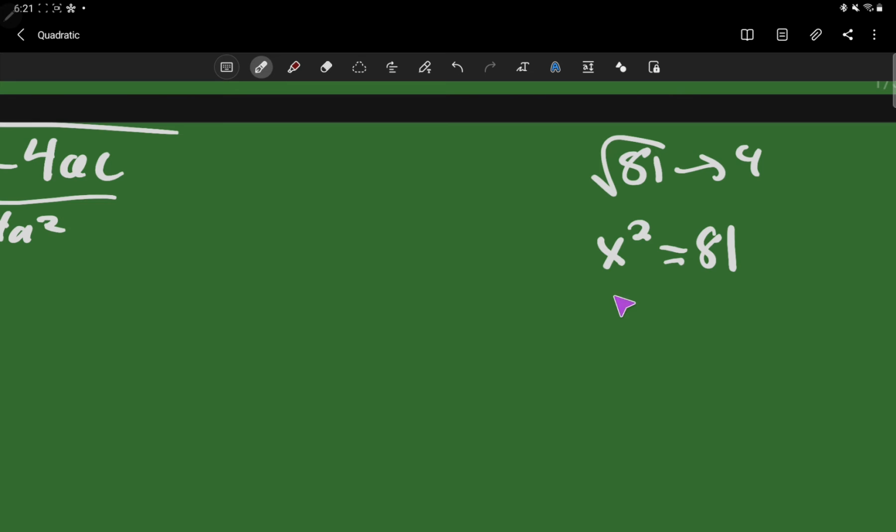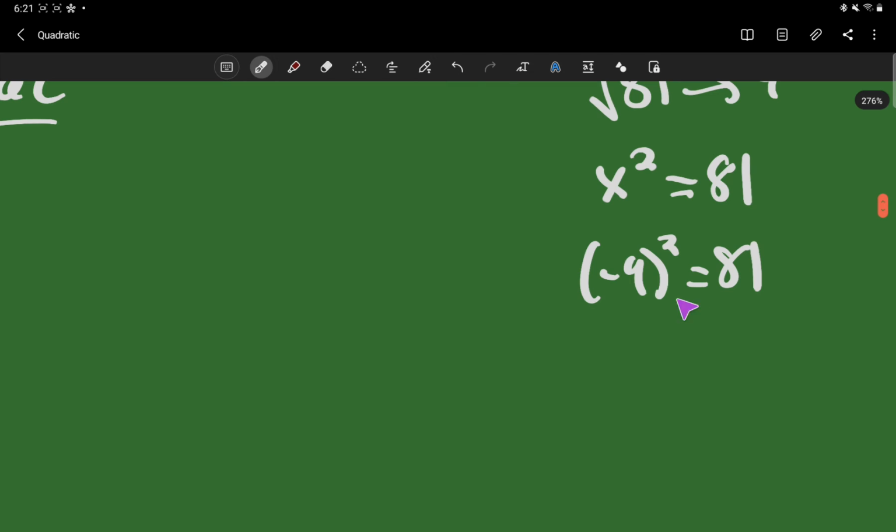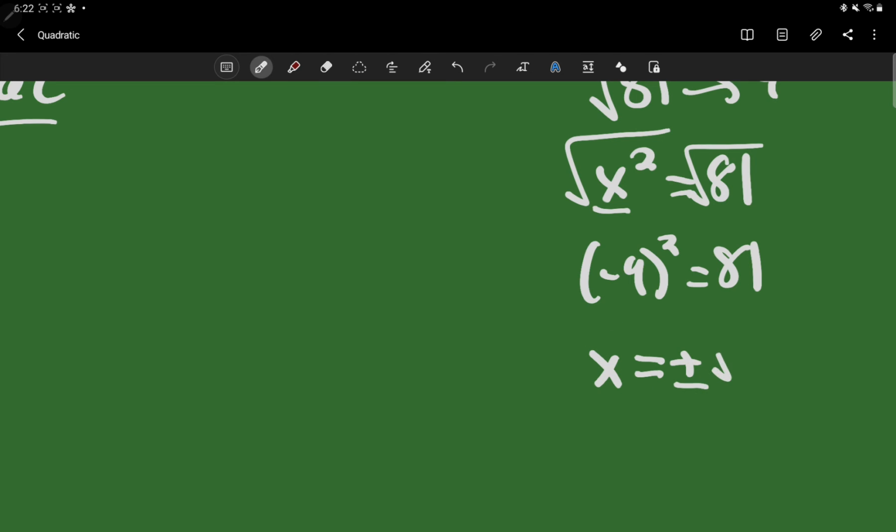Well, you might just say it's 9 again, but if you put negative 9 into this, that would also work, right? Because negative 9 times negative 9 is 81. So whenever we take the square root of something and we're dealing with a variable, we have to put a plus minus in front of it. So if we were to take the square root of both sides, we'd have to say x is equal to plus minus square root of 81.